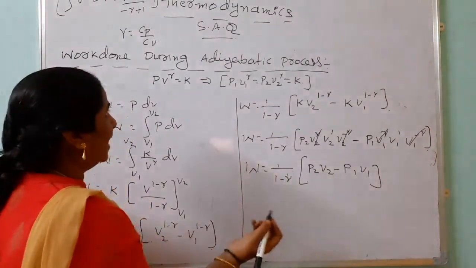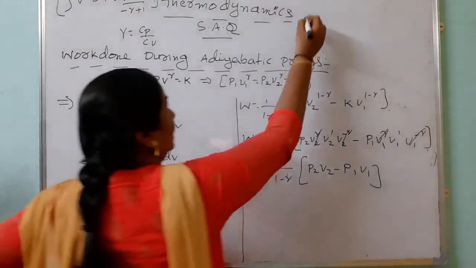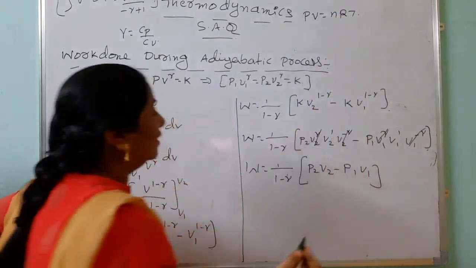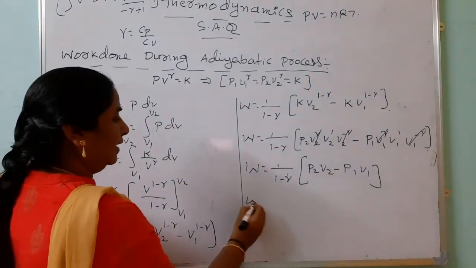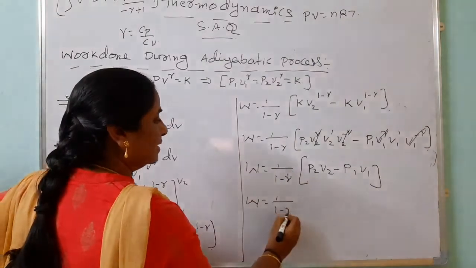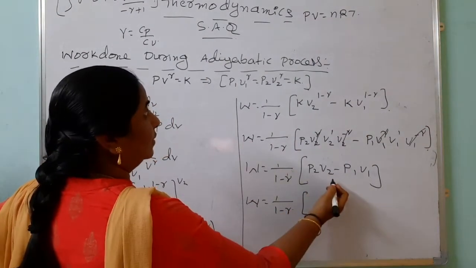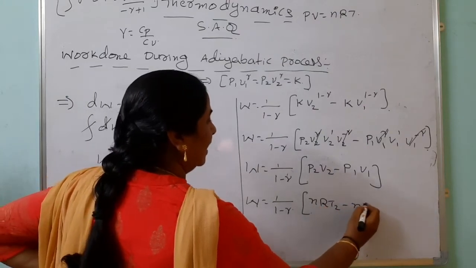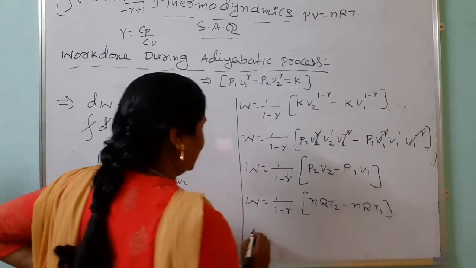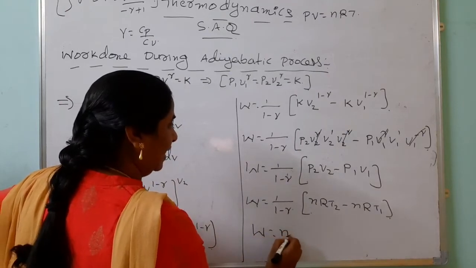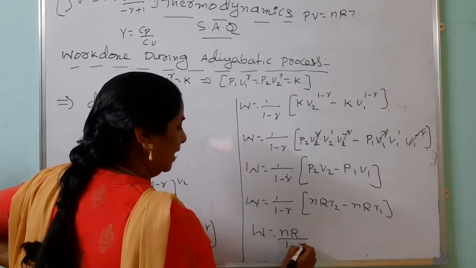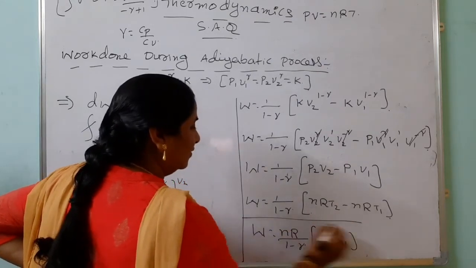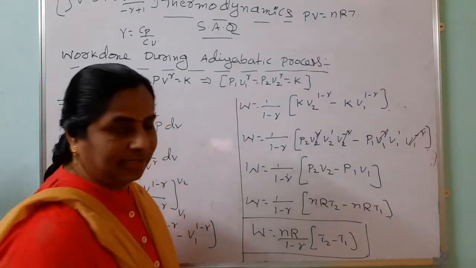Then we know from the ideal gas equation, PV equals nRT. So we can take 1 by 1 minus gamma. Instead of P2 V2, I am taking nRT2 minus nRT1, where nR is common. nR by 1 minus gamma into T2 minus T1. This is the work done in the adiabatic process.